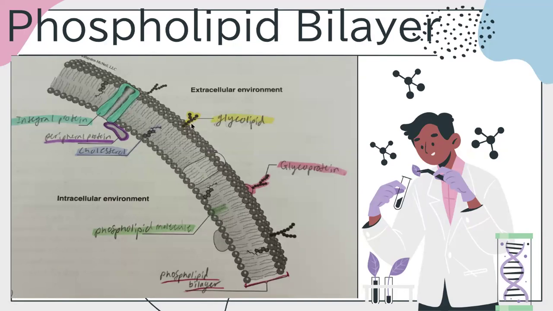Up at the top over here in yellow, we have a glycolipid. And then in pink, we have a glycoprotein. The way that you can differentiate between a glycolipid and a glycoprotein is that the glycoprotein is going to be connected to this little bump over here, which is a protein. So you can see a bump here, and one of the bumps here. If it's connected to that, then it's going to be a glycoprotein. If it is not, it's a glycolipid.